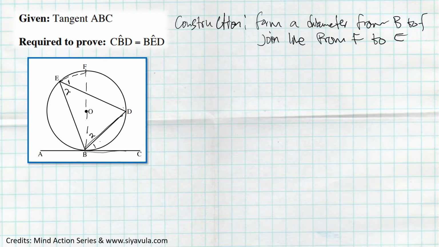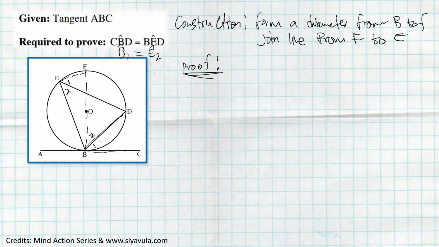Okay, so we can now go and prove. It's much better this way. Remember, we want to prove that angle CBD, in other words angle B1, is the same as angle BED, which is angle E2, right? We want to prove that.